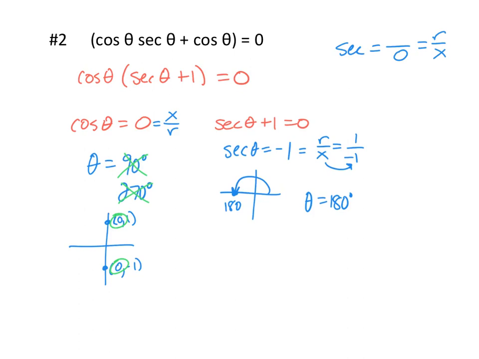If I took those answers and plugged 90 back in to my original equation, for secant, I would have undefined times something. You can't multiply by undefined. It's just undefined, so it wouldn't work. We can't plug it back in. Same with 270. We plug that back in, secant 270 is undefined. That means it can't be a solution to the original equation. So 90 and 270 are not answers. Our only solution then is going to be the 180 degrees. So that would be our final answer, 180 degrees for theta.